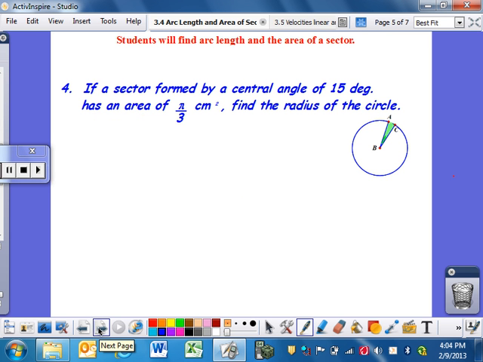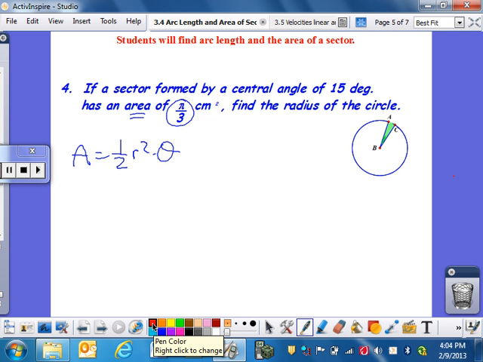So let's throw you for a little bit of a loop. Let's say I give you a sector formed by a central angle of 15 degrees. Okay, so you should instantly think that's not good. I cannot use 15 degrees. What I need to do now is figure out how I can get that into radians, because I have an area of pi over 3, so I'm going to use my area formula. So I'm just going to write that down.